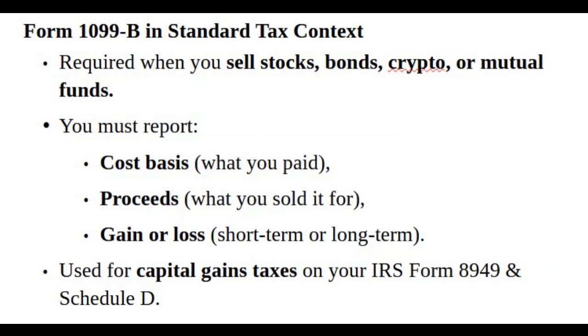Form 1099-B in a standard tax context is required when you sell stocks, bonds, crypto, or mutual funds. You must report cost basis, what you paid, proceeds, what you sold it for, and gain or loss, short-term or long-term. Used for capital gains taxes on your IRS Form 8949 and Schedule D.